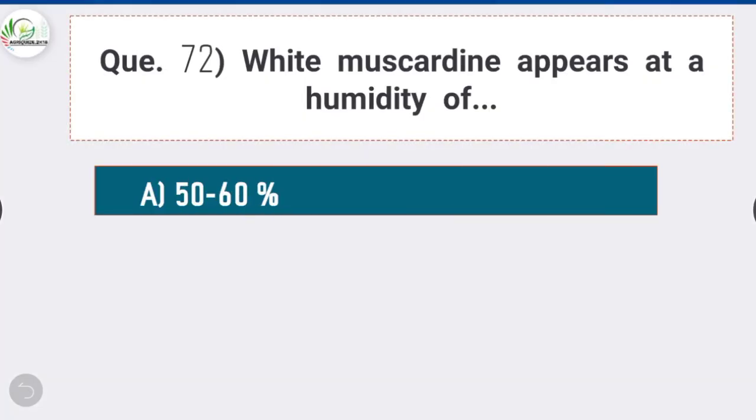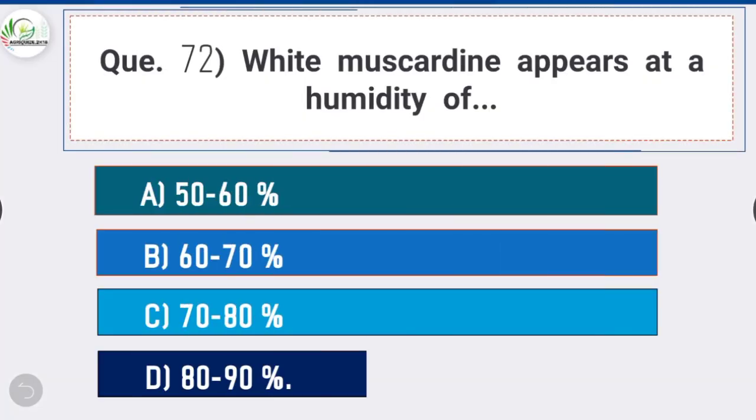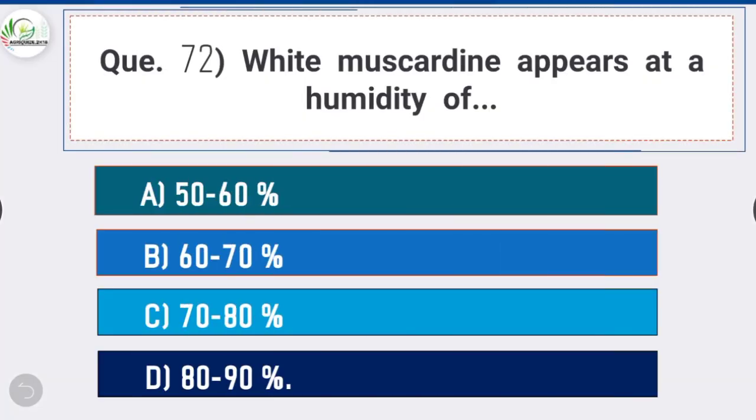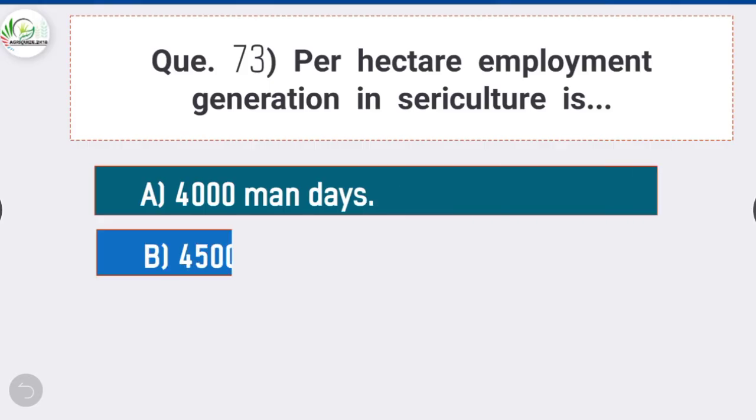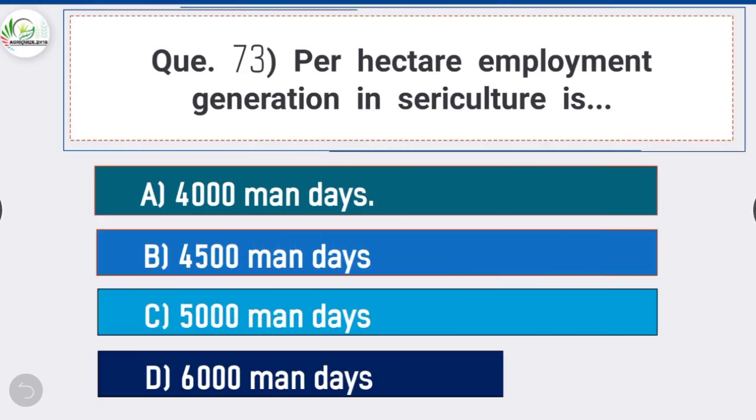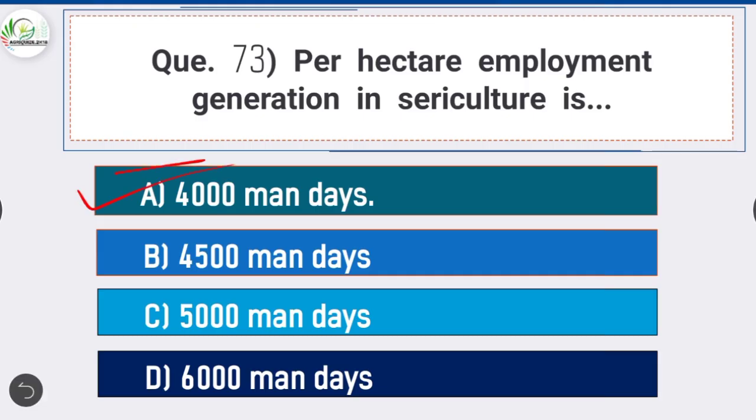Question number 72. White muscadine appears at a humidity of, and the correct answer is option D, 80 to 90%. White muscadine appears at a humidity of 80 to 90%. Question number 73. Per hectare employment generation in sericulture is, and the correct answer is 4,000 man days. Per hectare employment generation in sericulture is 4,000 man days.